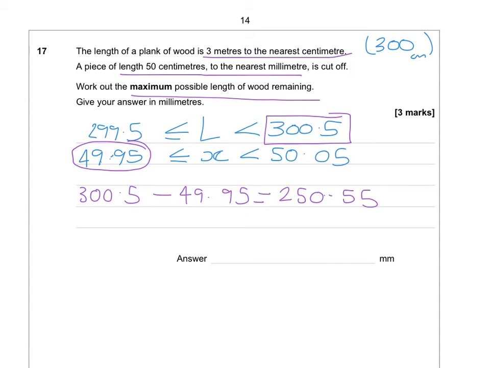250.55. This, of course, is in centimetres, and to convert to millimetres, we have to multiply by 10, so this gives us 2,505.5 millimetres.